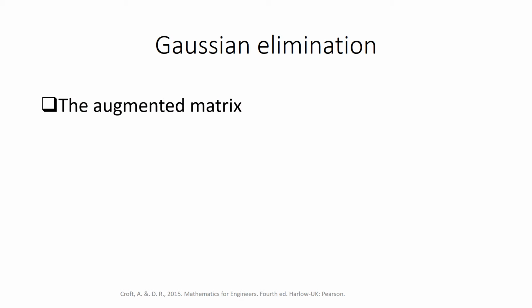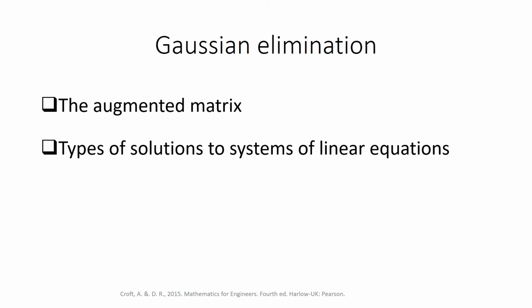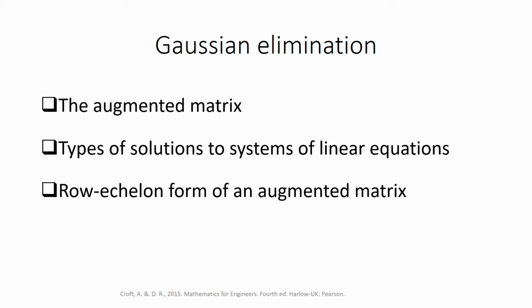Number one will be the augmented matrix. What is an augmented matrix? First I'm giving you the outcomes. Number two, how many types of solutions are there of linear equations. Then we will understand row echelon.